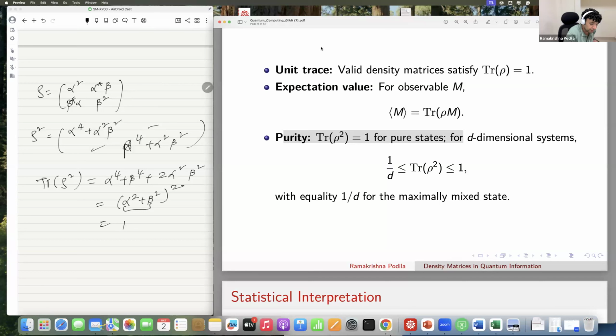But this is 1, so this is 1 squared, so it is 1. So even though psi looks like alpha 0 plus beta 1, you may think this is a mixed state because you're mixing 0 and 1, but it is not, because when I do trace of rho square, you clearly see that that comes out to be 1, right? The total probability is always 1.